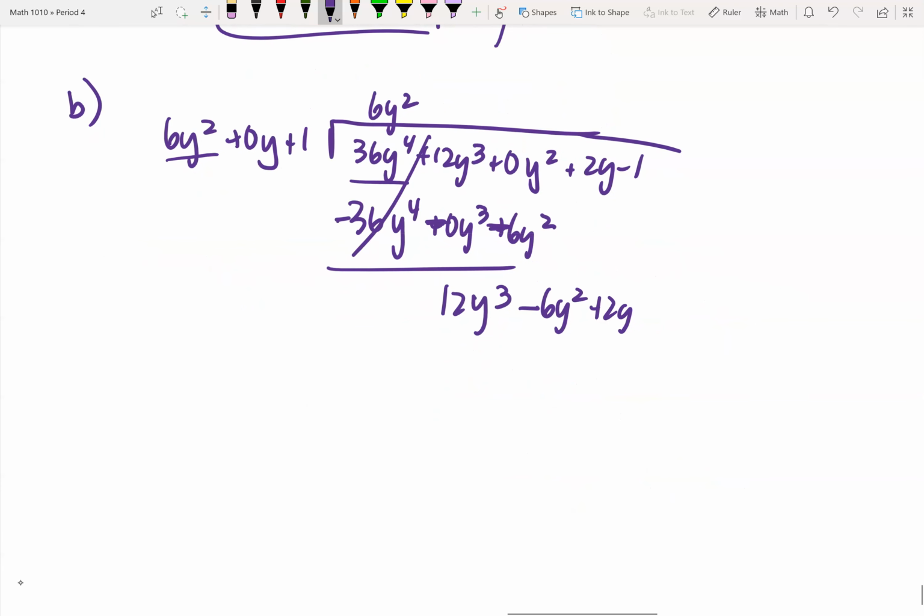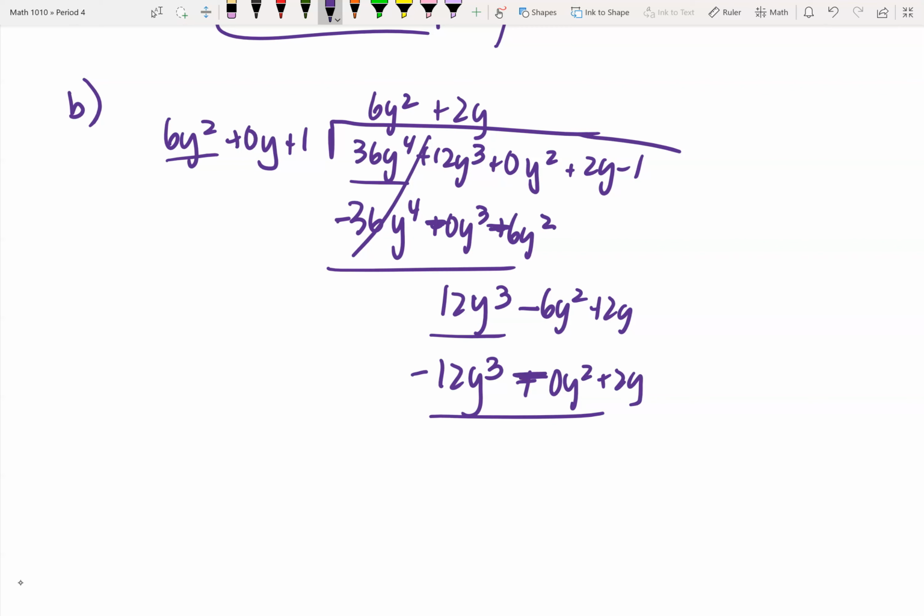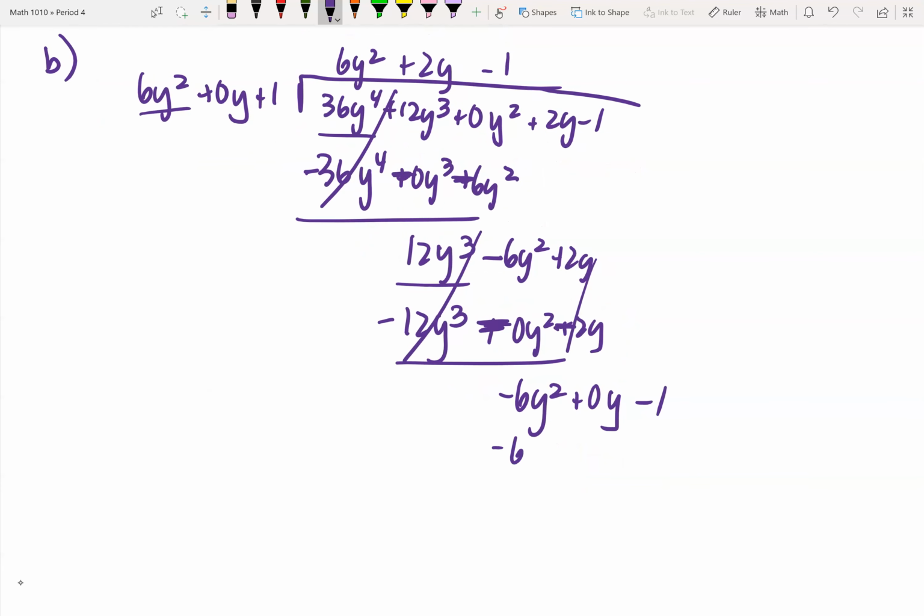I get 12y to the 3rd minus 6y to the 2nd, bring down the 2y. What do I multiply by 6y to the 2nd to get 12y to the 3rd? That's 2y. Distribute, I get 12y to the 3rd plus 0y to the 2nd plus 2y. Change my signs. Those cancel. I get a negative 6y to the 2nd. This is a 2y and a minus 2y, so I'm just going to go 0y, bring down the 1. What do I multiply by 6y to the 2nd to get negative 6y to the 2nd, negative 1.